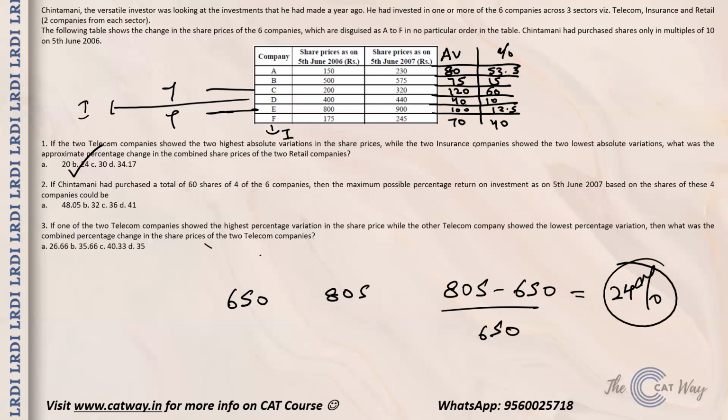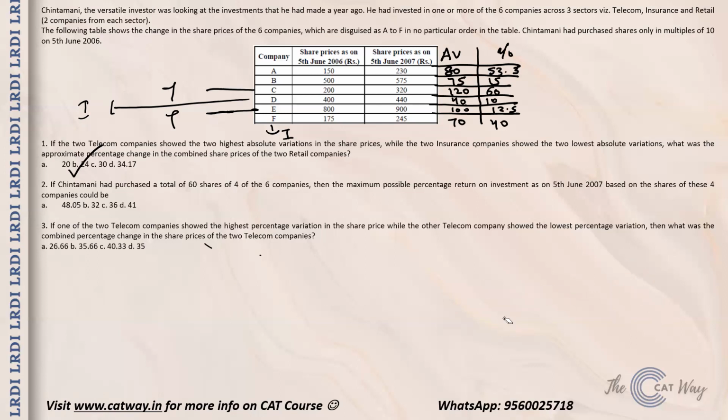Okay. Now, guys, moving on to the second question that we have. Let's remove this data. Okay, and this one also was for only the first question. Now moving on to the second one. So if Chintamani had purchased a total of 60 shares of 4 of the 6 companies, then the maximum possible percentage return on investment as on 5th June 2007 based on shares of these 4 companies could be.